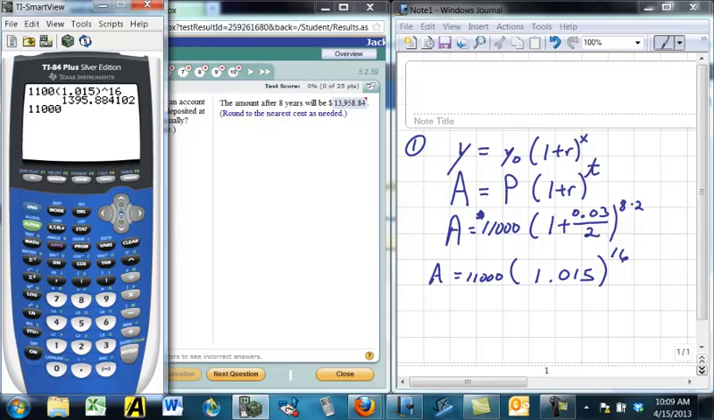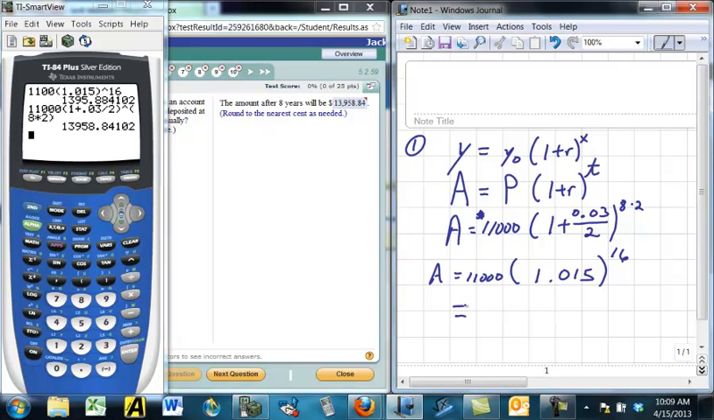11,000 times 1 plus 0.03 divided by 2 to the power, and then parentheses 8 times 2. It's better to do that than to round it off. In this case, the rounding was exact, so it wasn't really rounding. So the amount, we're going to round off to the nearest penny in these kinds of problems because we assume the money is given exactly to the penny. So $13,958.84, and if you notice, that's what they have for their answer.